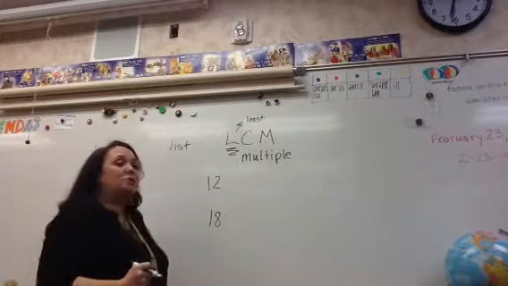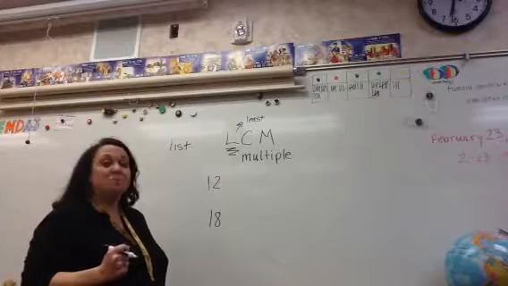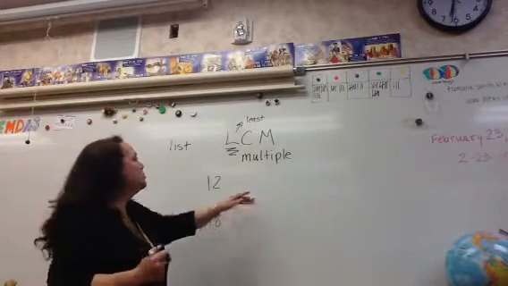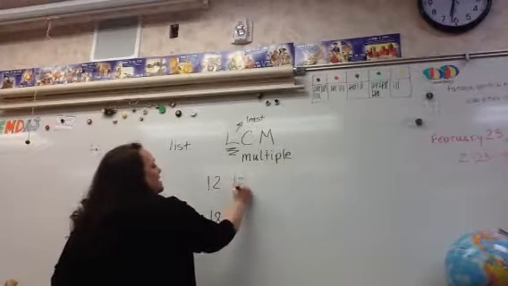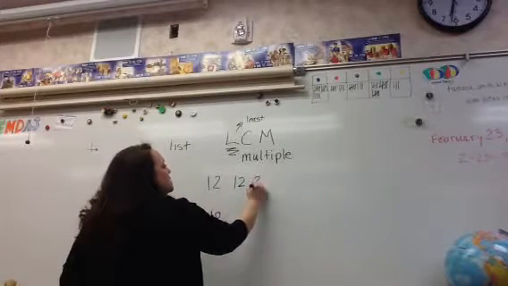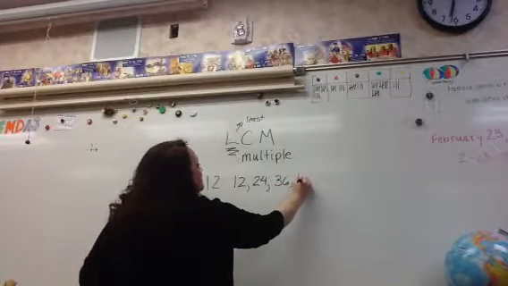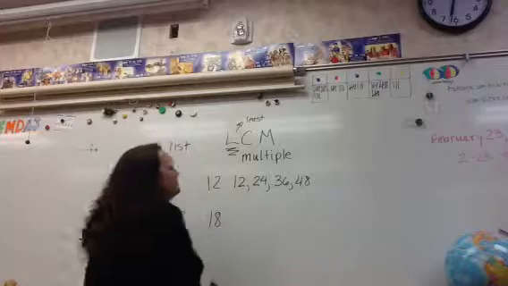When I think about a multiple, that word multiple helps me to think of multiply. What numbers do I multiply by 12 to get the multiples? 12 times 1, of course. That gives us our first multiple. 12 times 2 is 24. Times 3 is 36. 48, and so on.